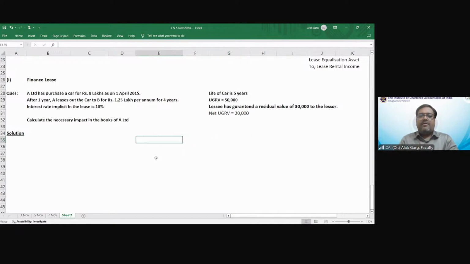Yes, sir. Solution. What is my first accounting entry when I purchase the car? Accounting in the books of the lessor. Car PPE account debit to cash or bank. Sir, this car won't be investment property, right? No. Land or building can be investment property, only land or building. Car PPE account debit to bank.